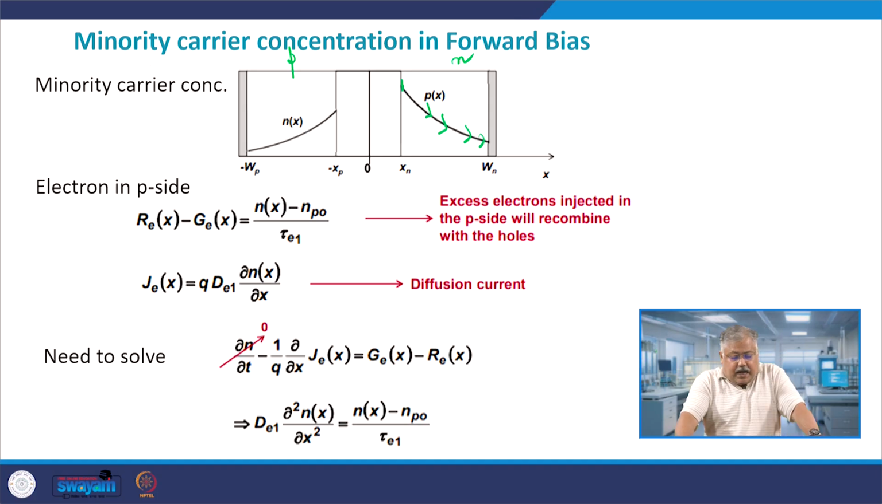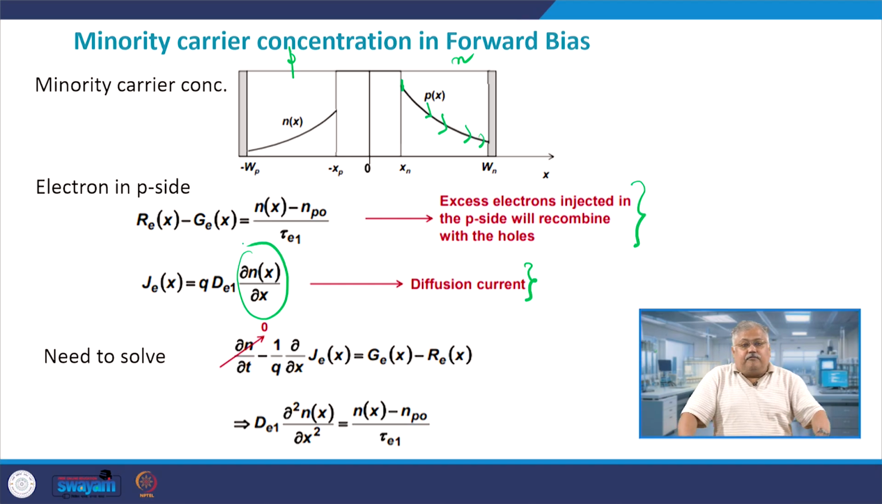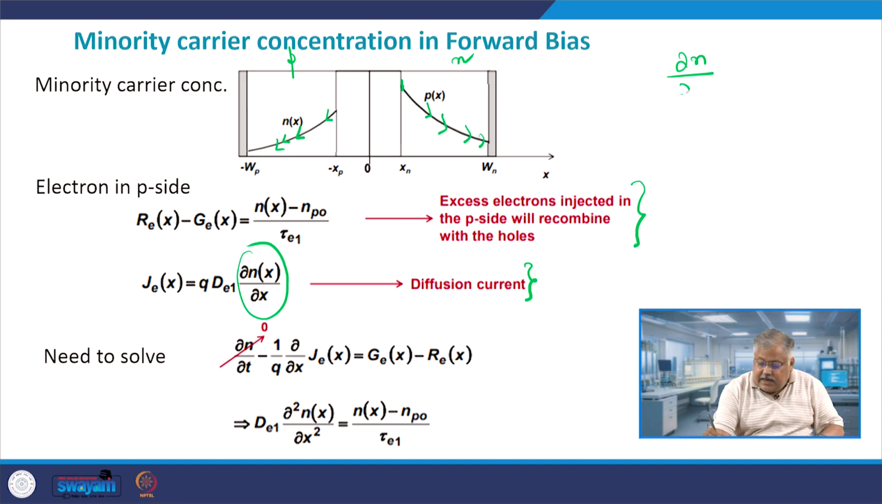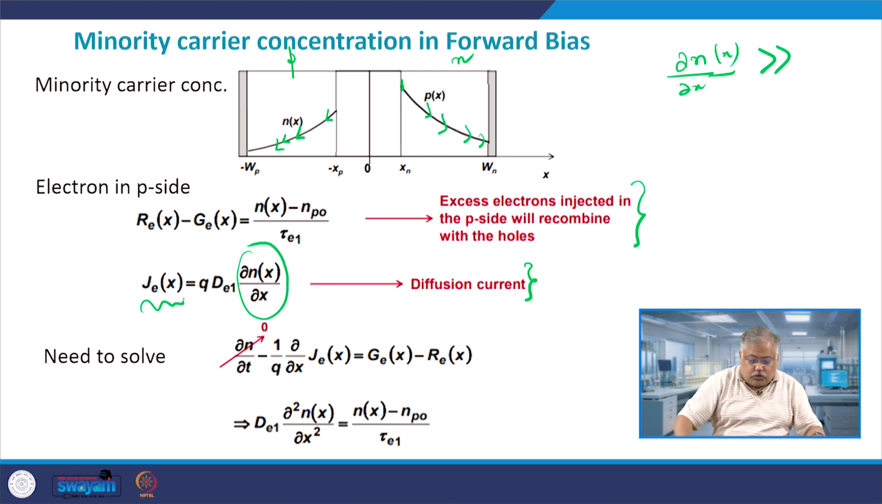And as you can see, any excess electron which you inject on the p side will actually recombine with holes, right, and obviously because of the diffusion, there will be a diffusion current available to you, which will depend upon how my minority carriers vary with respect to distance. So that is the reason you see, if this variation is very steep, it implies that del n del x, with respect to x, is very large, implying that your diffusion currents will also be very large.